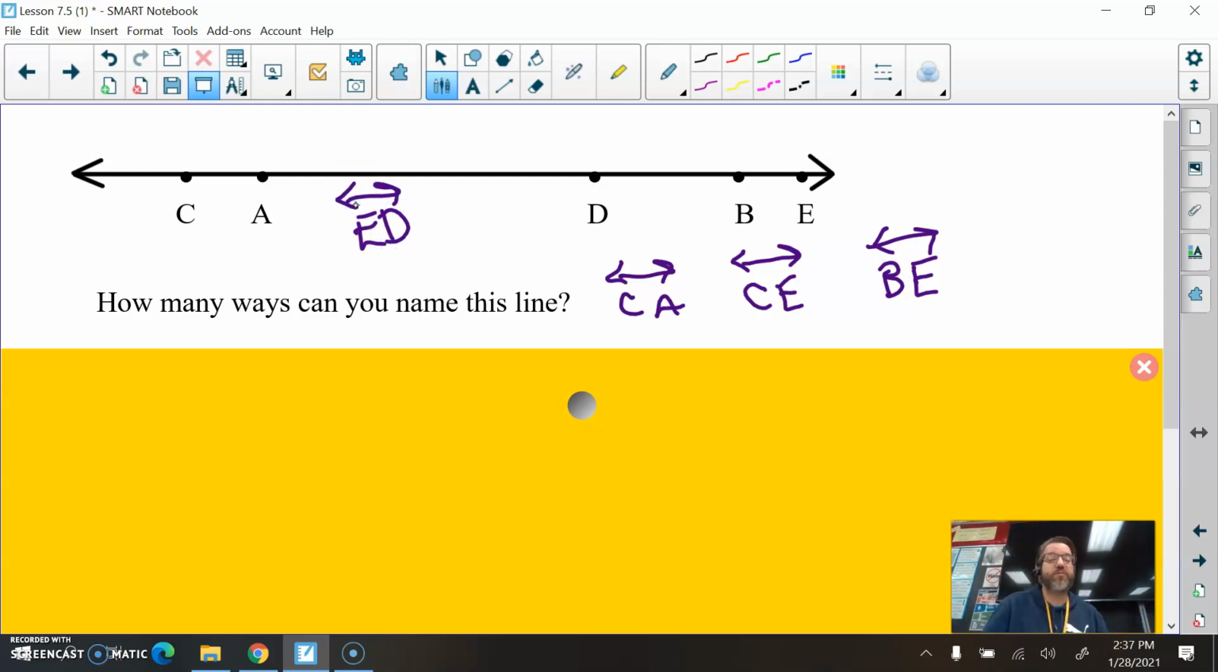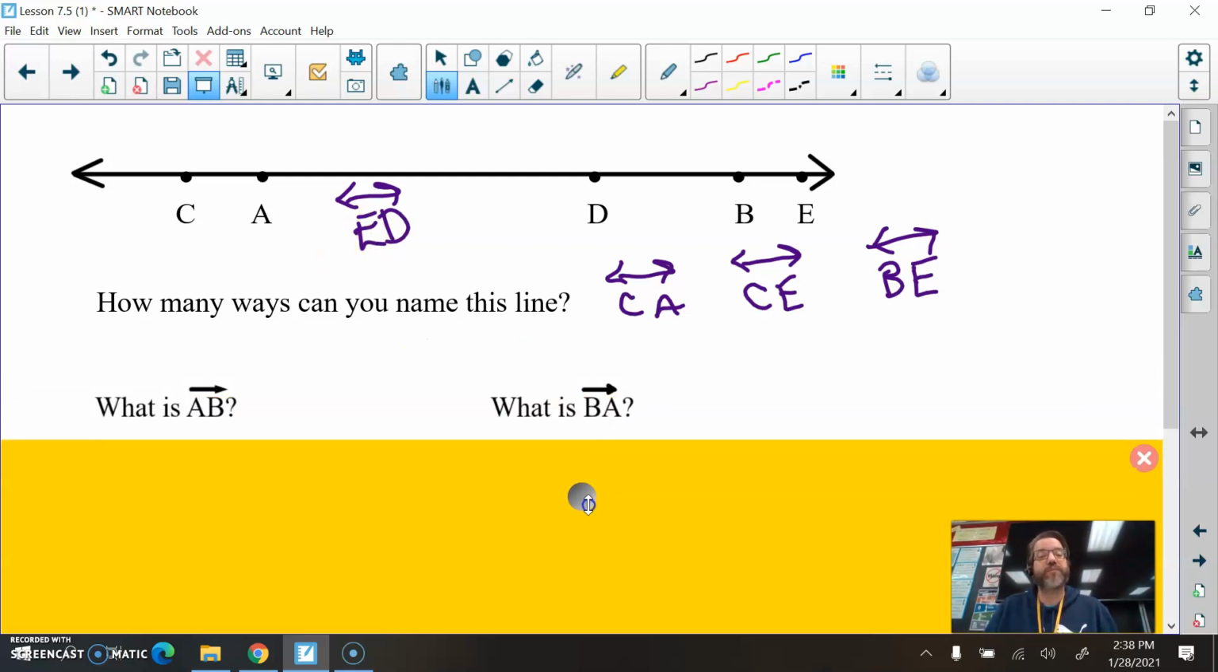Sometimes people will ask me, when I'm naming it, can I list more than just two points that are on the line? Well, you could. You could call it line CADBE, but that's a complete waste of time because you only need to state two of the points that are on the line when naming it. So you could call it line AE, line AD, line BC. There are all sorts of ways we can name that line.